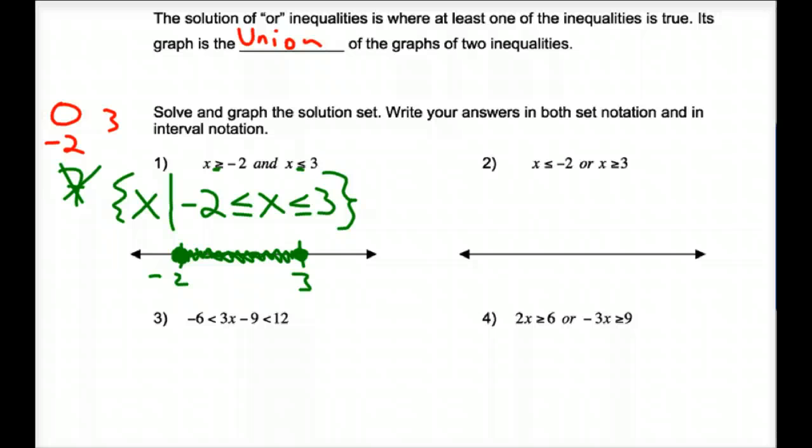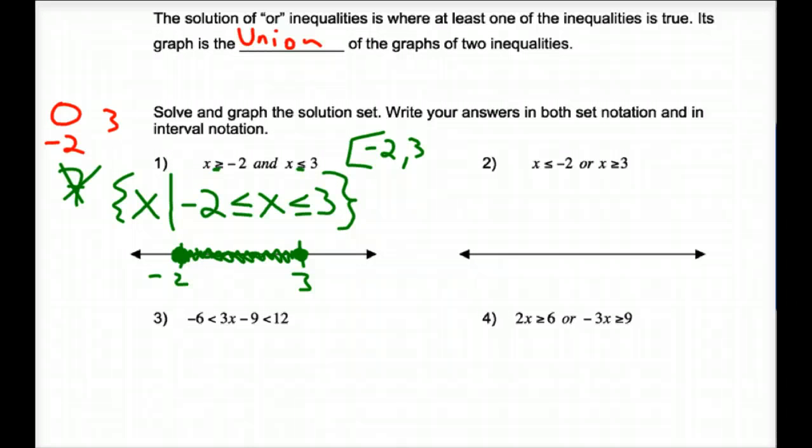We gotta write an interval notation. Bracket. What's gonna be the first number in our interval notation? Negative 2. Comma, 3. Remember, in interval notation, there's no inequality signs. It's just numbers. Comma, bracket.